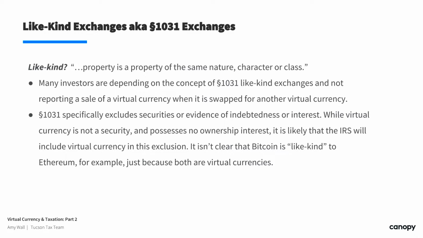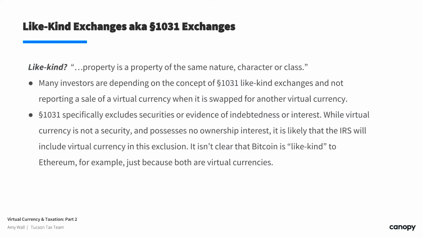Now, Section 1031 specifically excludes securities because obviously you don't get to trade AT&T for Comcast and not pay tax. You don't get to trade securities. Now, certainly virtual currency is not a security. There's no ownership interest. But it's still not clear that Bitcoin is like-kind to Ether just because they're both virtual currencies.